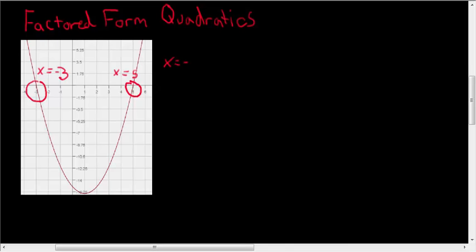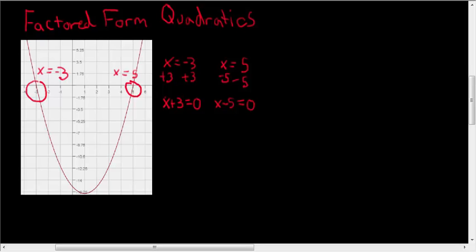So we can set up our equations. We've got x equals -3 and x equals 5. Well, in the first one, I think all we've got to do is add 3 to both sides to get it equal to 0. So there's the first factor of our quadratic. And well, the x equals 5, all we need to do is subtract 5 from both sides. And we have our other factor.